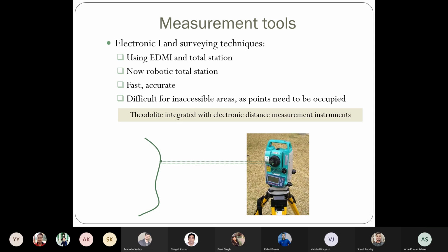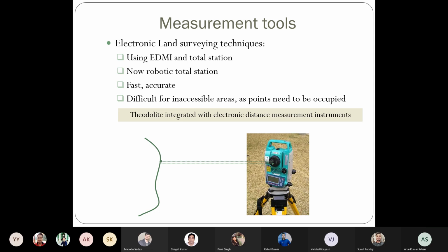How many of you have already used them, have some experience with these two instruments? No experience, sir. Yes, Shivam, you raised your hand. Would you like to speak? Yeah, sir, I used them. Yeah, fine. Generally, these instruments are used in the undergraduate laboratory course of surveying.